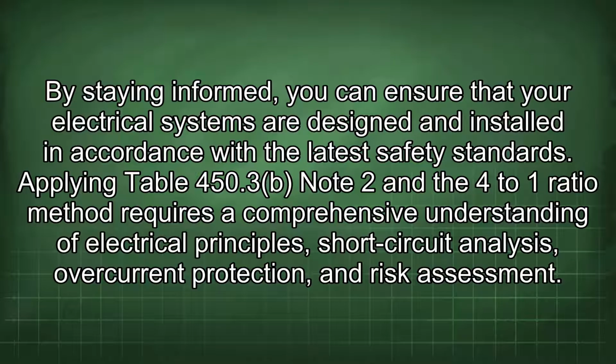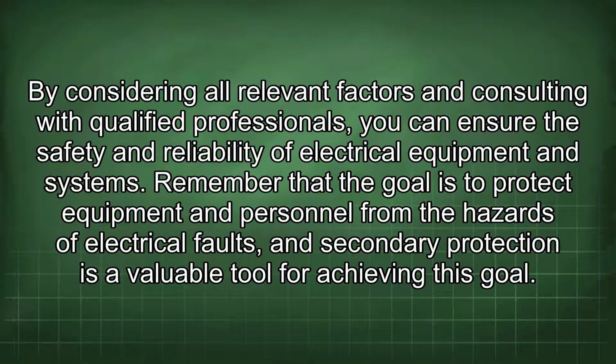safety standards. Applying Table 450.3 Note 2 and the 4:1 ratio method requires a comprehensive understanding of electrical principles, short-circuit analysis, overcurrent protection, and risk assessment. By considering all relevant factors and consulting with qualified professionals, you can ensure the safety and reliability of electrical equipment and systems. Remember that the goal is to protect equipment and personnel from the hazards of electrical faults, and secondary protection is a valuable tool for achieving this goal.